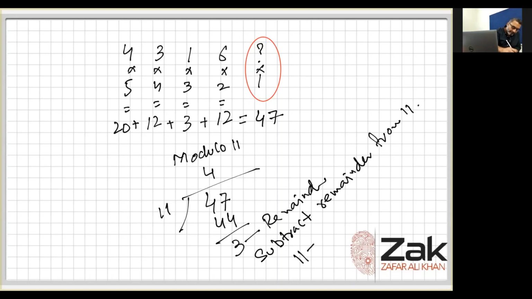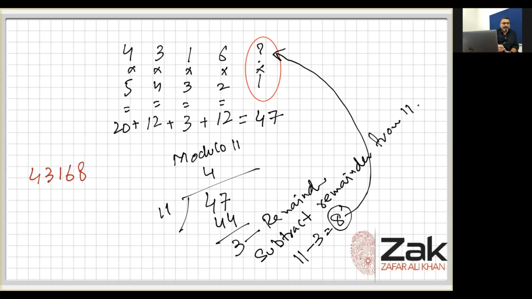11 minus 3, this is 8. And this result is actually our check digit. So now the actual number would become 4, 3, 1, 6, and 8. Now this is the method we are going to adopt for the validation check in our task 1. So let's see how this will be done.